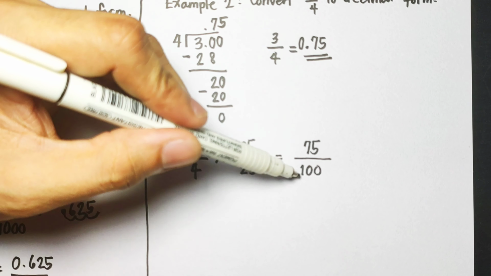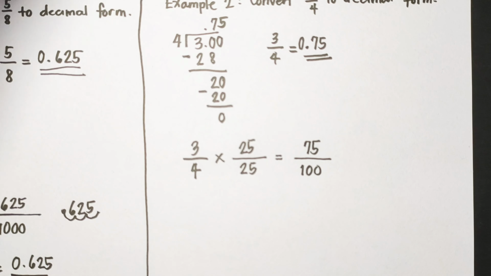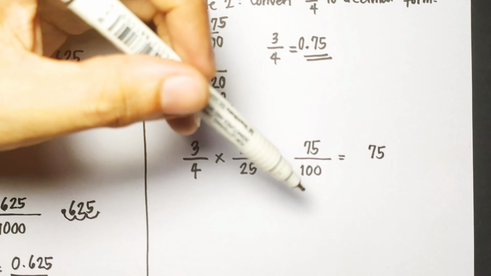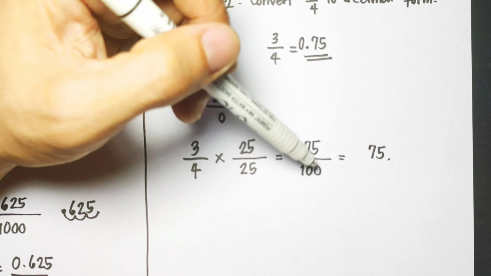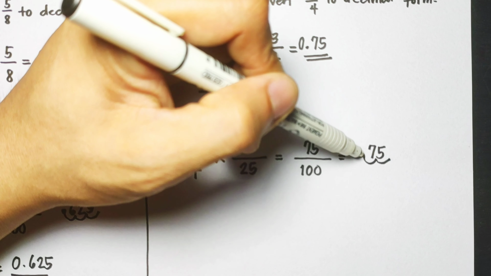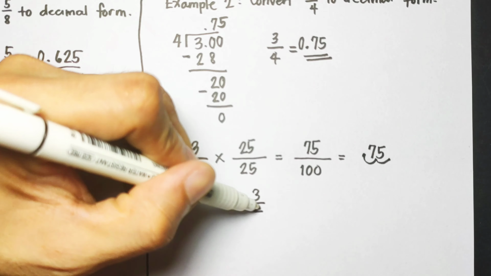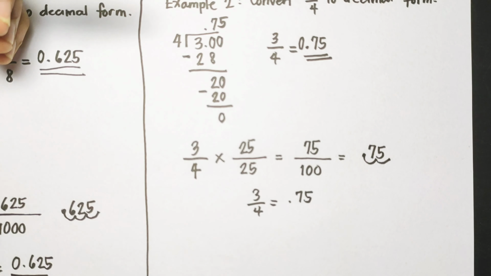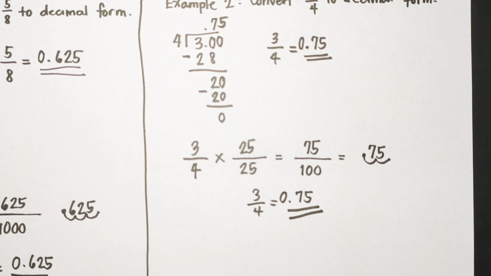So, since it is over 100, we can quickly convert this into decimal form. Where 75, the decimal point is here, we move it to the left 2 times since there are two zeros. So, 1, 2. So, the answer is 0.75. 3/4 is 0.75 or 75 hundredths. It can also have a 0 here. So, we've got the same answer.